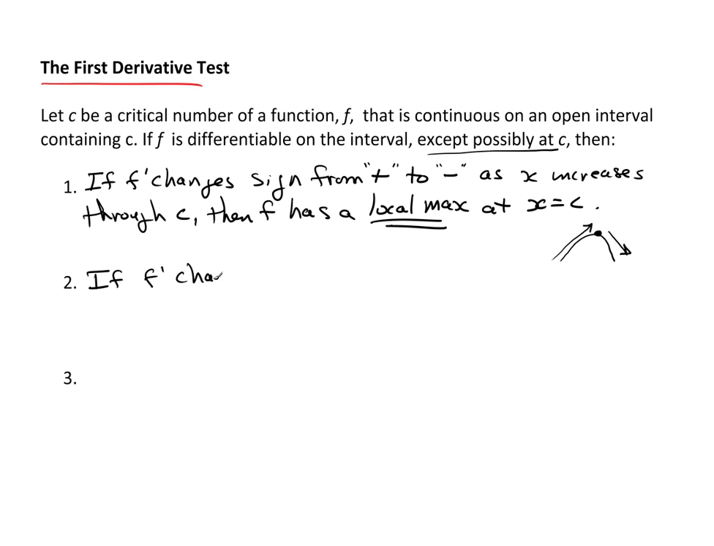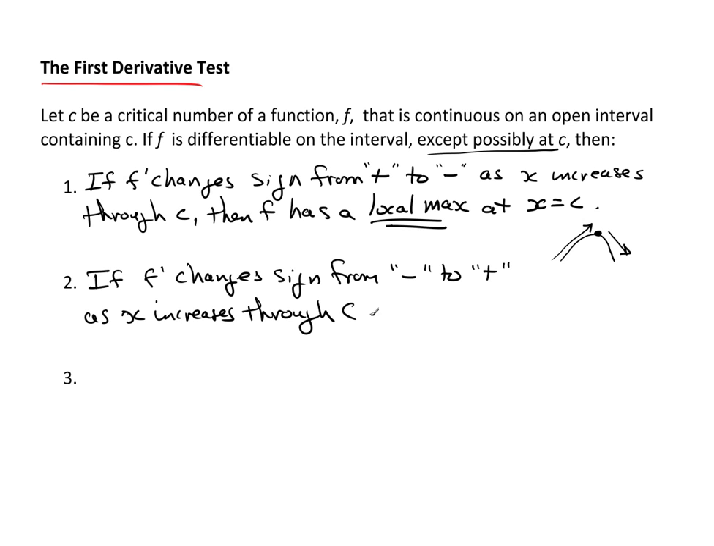If f prime changes sign from negative to positive as x increases through C, then f has a local minimum at x equals C. And again, a local minimum would look like this right there. Obviously, my tangent is going to go from negative to 0 to positive.